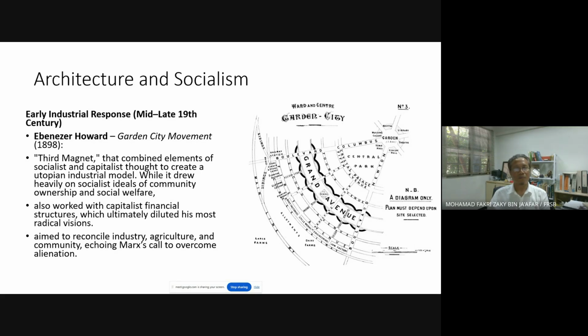So, anyway, I think it's a bold effort to try to bring socialist ideal and capitalist interests together. But you can read further regarding this interesting thesis. Okay, it aimed to reconcile industry, agriculture, and community, echoing Marx's call to overcome alienation. Okay, so workers would have control over the production of food and building up community and choice of work. So those were the ideas.